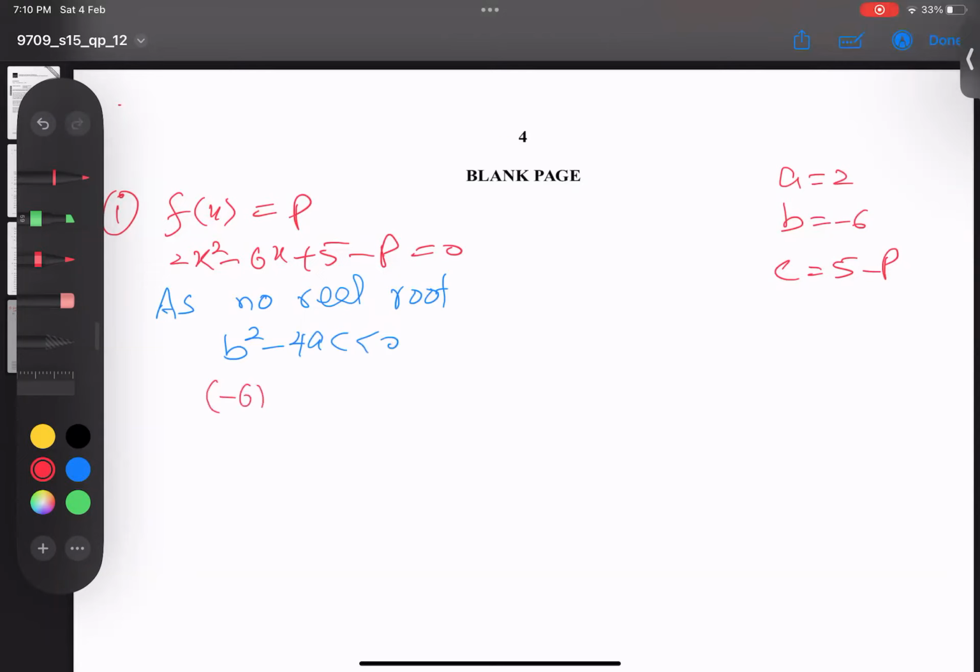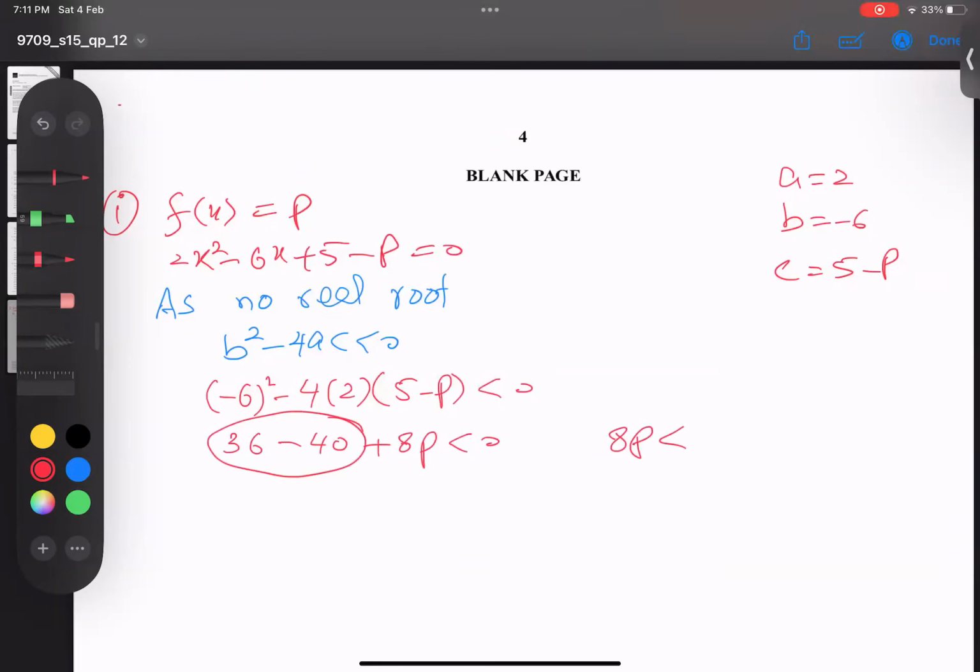So negative 6 to the power 2, minus 4 times 2 times c, and c is 5 minus p, less than 0. So we've got 36, 4 times 2 is 8, 8 times 5 is 40, and plus 8p less than 0. So I can say 8p is less than, what is this coming? The answer is minus 4, and minus 4 goes there as plus 4. Finally I get p less than a half. Alhamdulillah, we have done the first part.